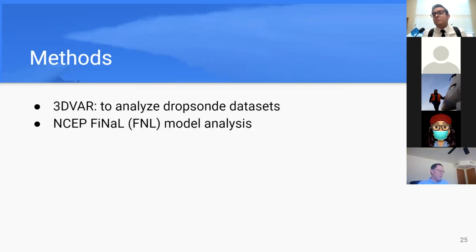Now, we want to have a three-dimensional product. We want to see what happens in between where the dropsondes are dropped. So we used something called 3DVAR. This is a method to analyze the dropsonde sets, but locally within the experimental grid of each mission. To see the large-scale conditions, we use the NCEP FNL model analysis.